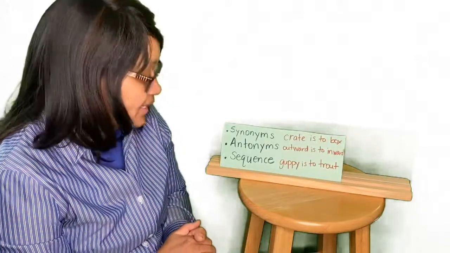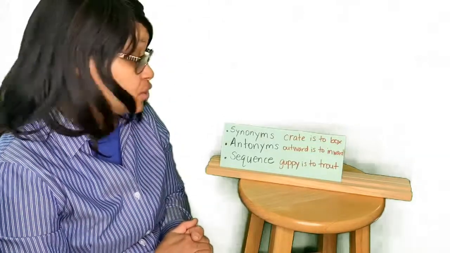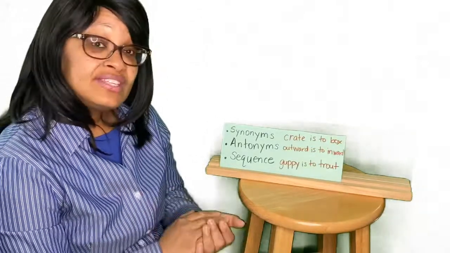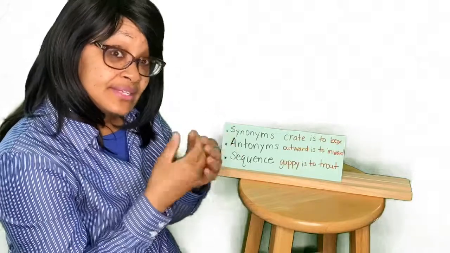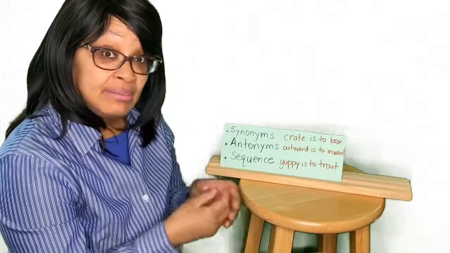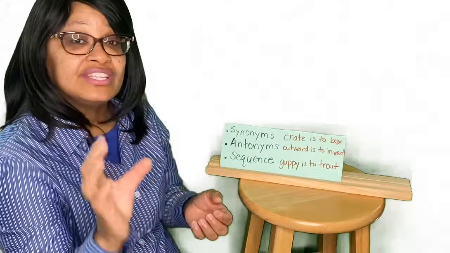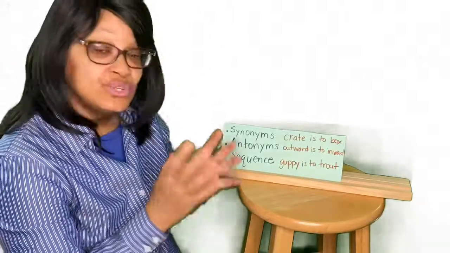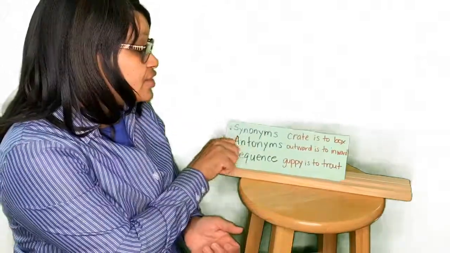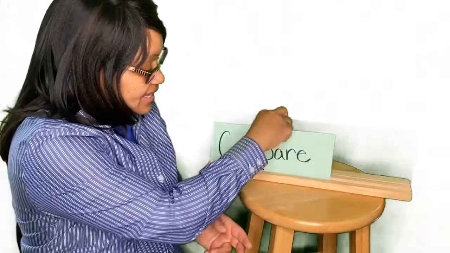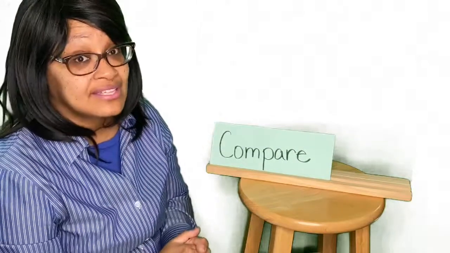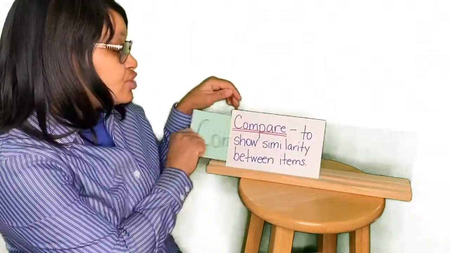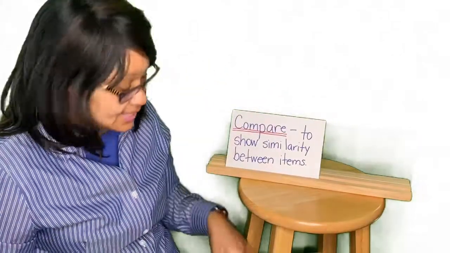And then we can compare by sequence. We could say guppy is to trout. So you have a sequence. You're going from something that's small or baby or infant to the adult or the mature or the expert. So you can do a sequence within the analogies. So that is the comparing aspect of analogies. So when you compare something, you show similarities.